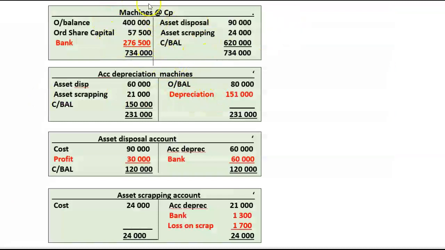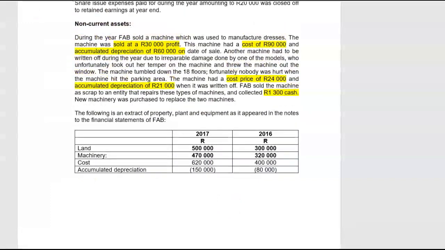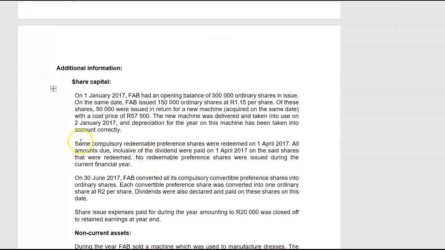Then when we balance off our cost price account, you will see that you are actually missing a debit entry here, and that must be new machinery that we have acquired. And the balancing item there is those two together. Let's just read the share capital before we close off that account completely. On 1 January 2017, Fab had an opening balance of 300,000 ordinary shares. On the same date, Fab issued 150,000 ordinary shares at R1.15 per share.